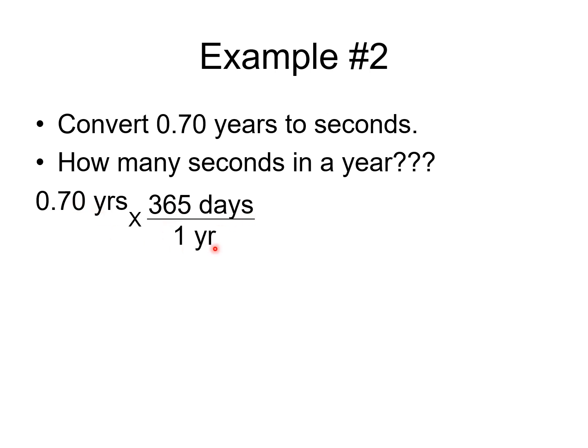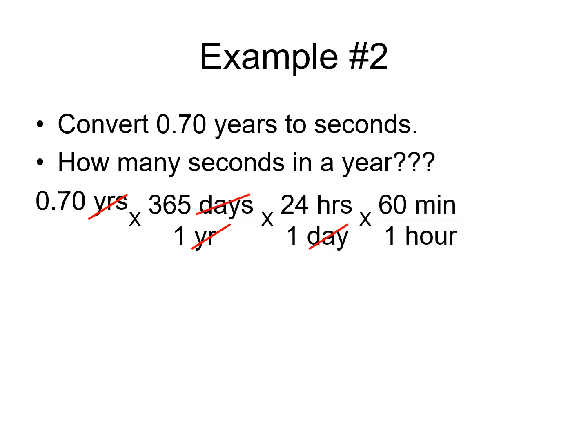We've got years in the numerator, years in the denominator. We put days in the numerator. All right, so that doesn't get me to seconds yet, so I need to convert days to something else. There are 24 hours in 1 day, so that'll cancel my days. I have the numerator equal to the denominator on this one, so that cancels days, and I'm left with hours, but I still need to convert to seconds. So I convert from hours to minutes, and then I convert from minutes to seconds.